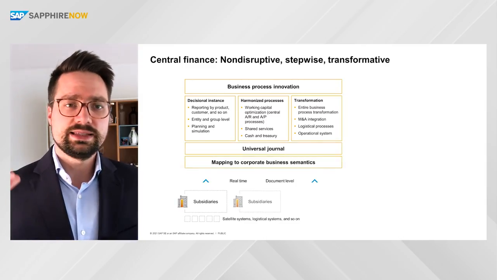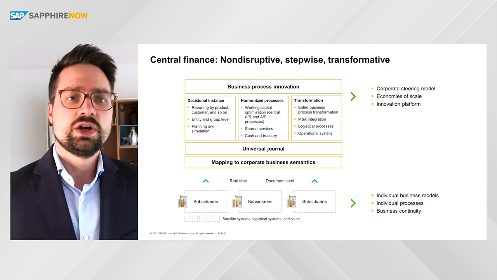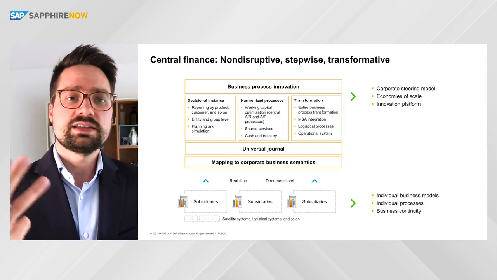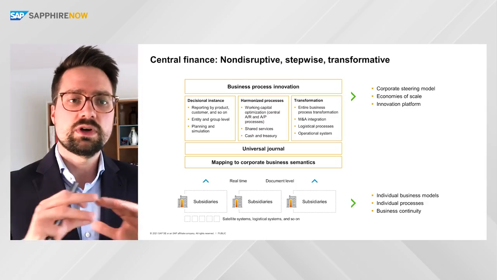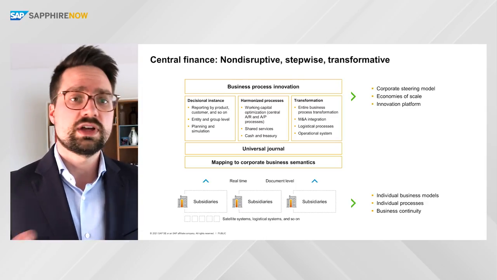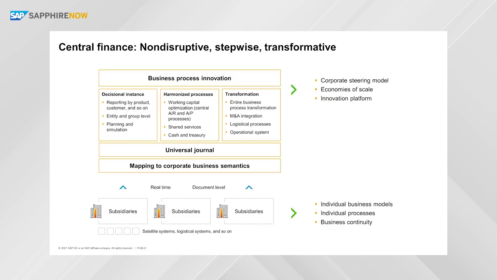SAP Central Finance is basically the ability to go for a finance-first strategy where you set up S/4HANA Cloud as a finance innovation platform first of all, and you keep full continuity on your existing systems and processes, so you don't touch them. What you do is you replicate finance information in real time into this new finance innovation platform. And then you start to consume these new capabilities that we have just been discussing. You start to redesign your processes there, meaning you look at new reporting processes. We call it decisional instance, be it management reporting, be it legal reporting. You start to harmonize processes based on your existing legacy infrastructure and legacy processes. You harmonize them based on this central innovation platform.